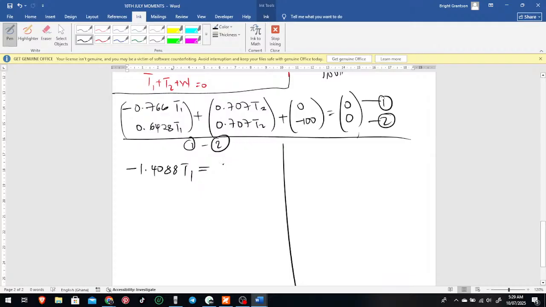Equals 100. Because this one needs to cancel, the 100 will go to the other side. And because we're subtracting everything here, the 100 will be positive here, but when it goes to the other side, negative. So this 100 will cancel this 100. Then T1 will be 100 over 1.4088. Do you understand? But the negative is also affecting the 100. Yes, when it crosses the equal sign, it's going to give you negative 100.